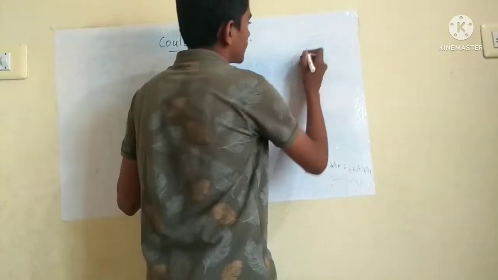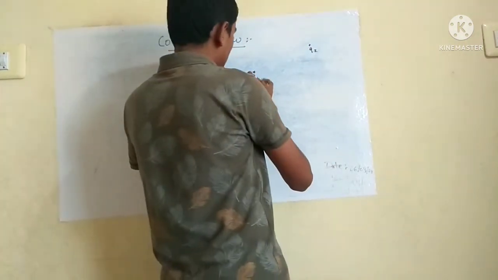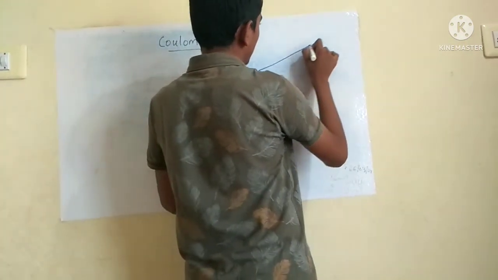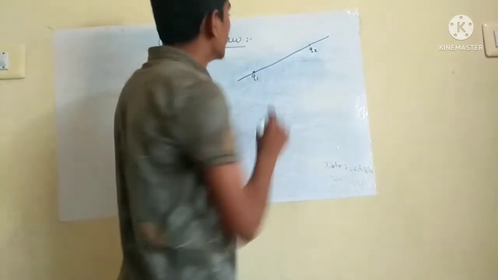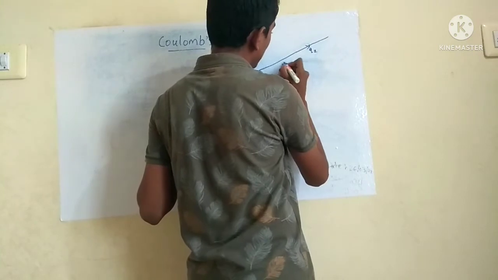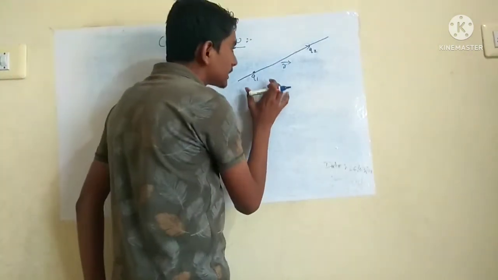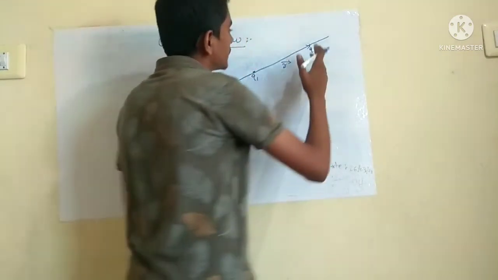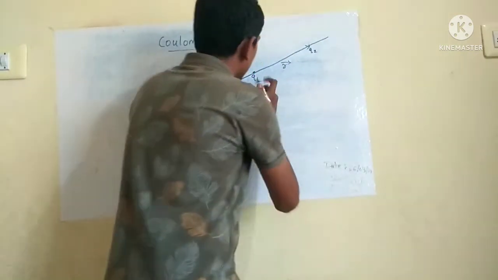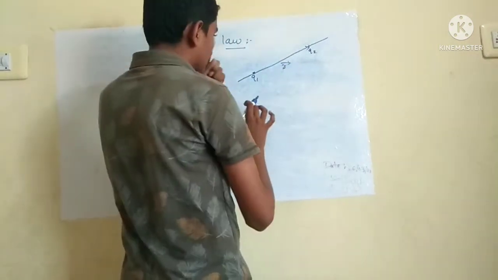Take any two charges q1 and q2. Now draw a line joining both charges. Now take a vector from q1 to q2. Consider it as r vector. Now if there are any charges which are some distance apart, then I have considered for example q1 and q2.